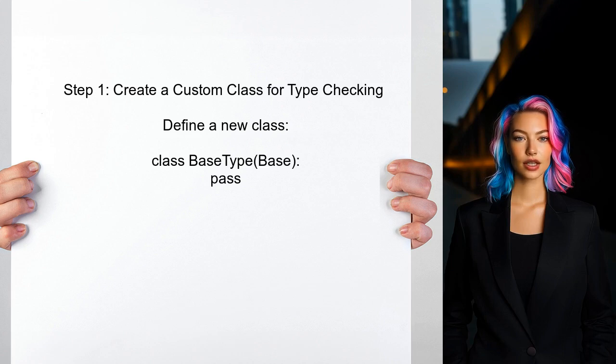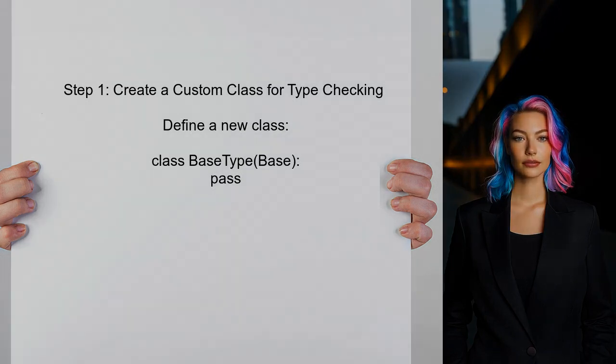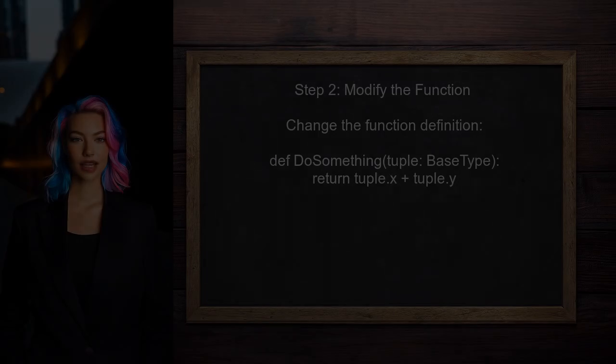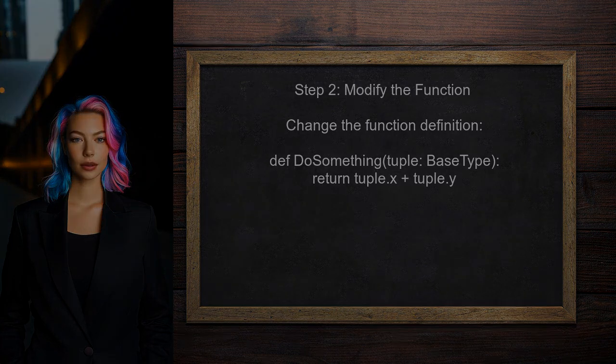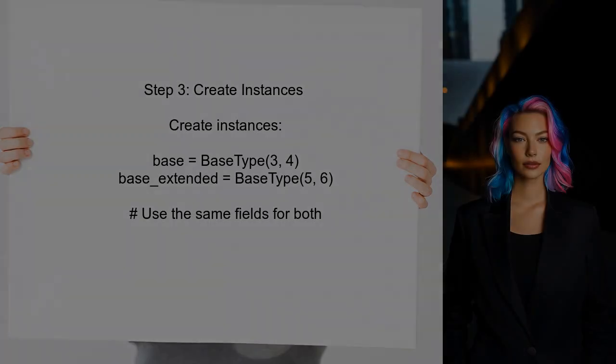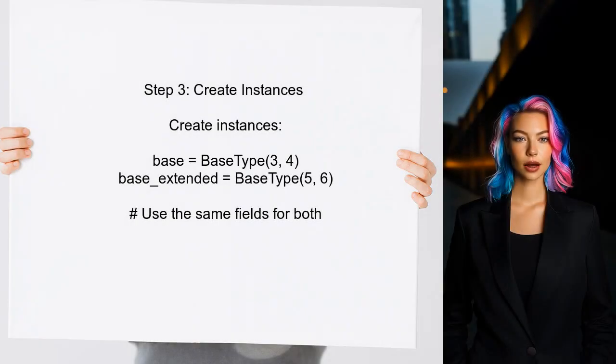First, we will define a new class that inherits from the base NamedTuple. Next, we will modify the function to accept our new custom class instead of the original NamedTuple. This allows us to maintain type safety while still using the shared fields. Now the user can create instances of both the base and extended NamedTuples using the new custom class. This will ensure that type checking works correctly with MyPy.